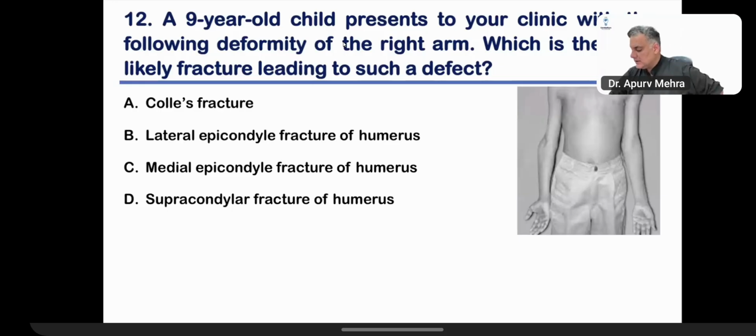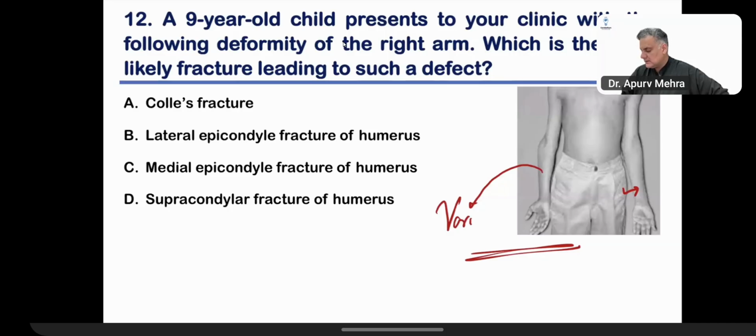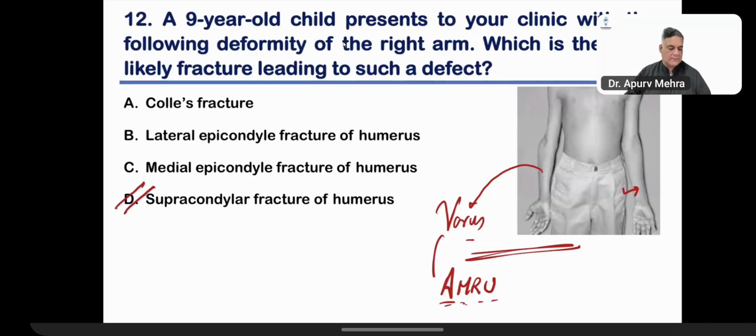A 9-year-old child presents to your clinic with the following deformity of the right side. Here you can see carrying angle valgus. Here it's varus. Cubitus varus. Which is the most common nerve involved? Anterior interosseous nerve, a branch of the median nerve. And the answer is supracondylar fracture of humerus.